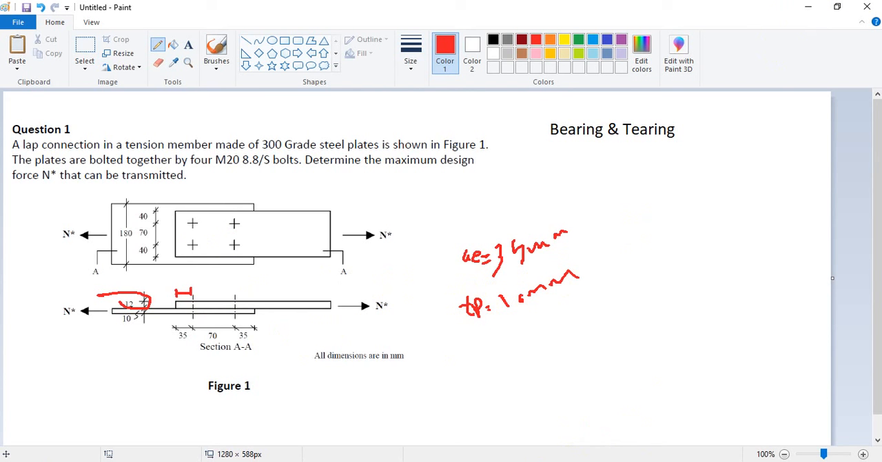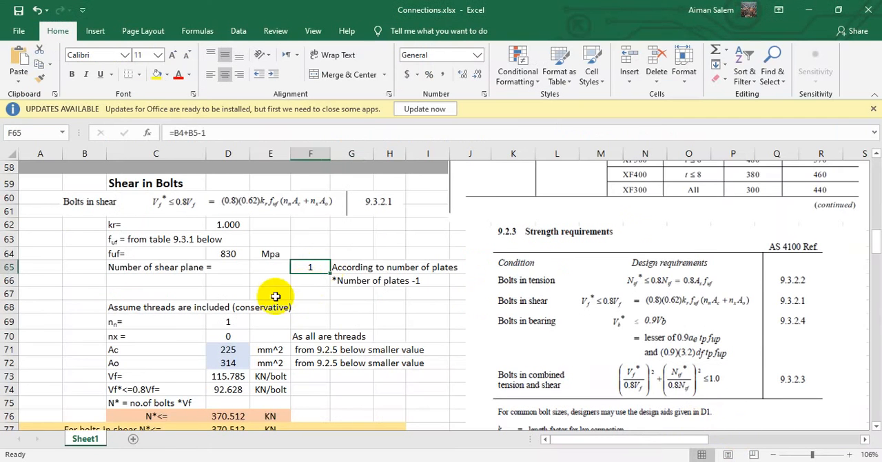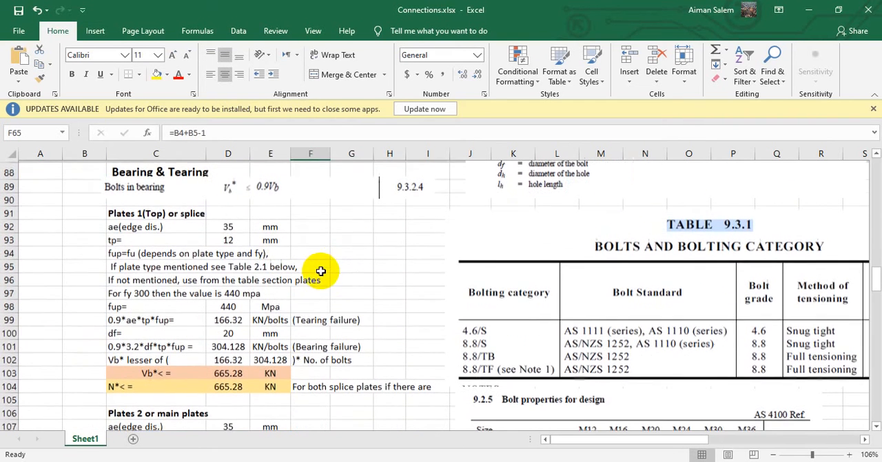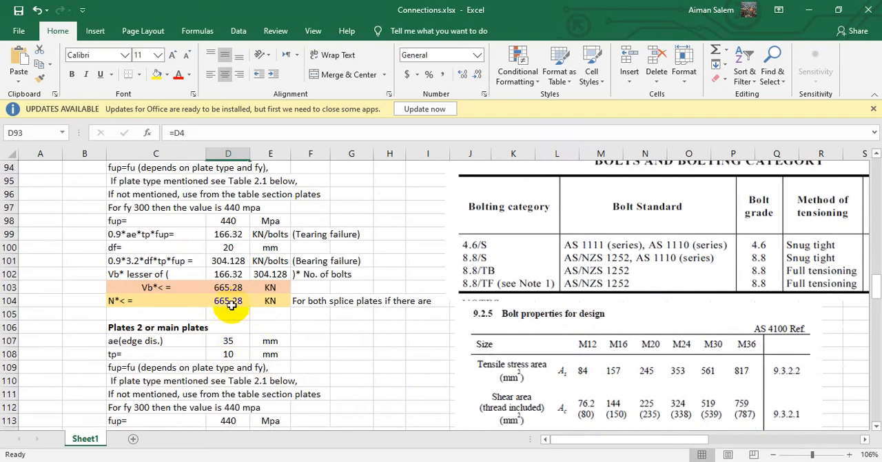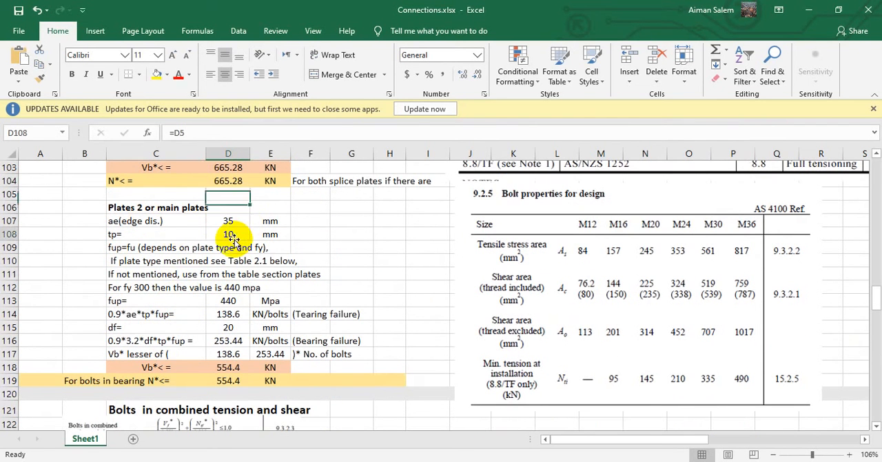So let's go to our Excel sheet and see how it's going to be. This is, as I said, the formula. VB star must be less than 0.9 VB. The edge distance we're having is 35 millimeters. For TB, we have two of them, one is 10 and one is 12 millimeters, so we can actually make it for both. That's because of the Excel sheet, but logically we go to the bottom one, because the formula is the same and the only difference is the thickness. So the lesser thickness is going to be more critical.